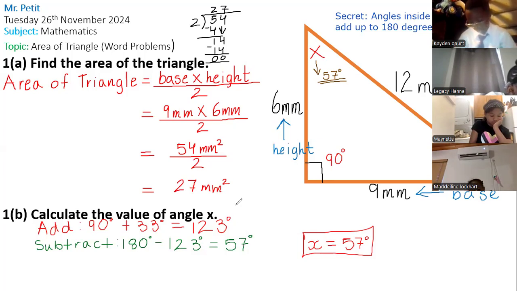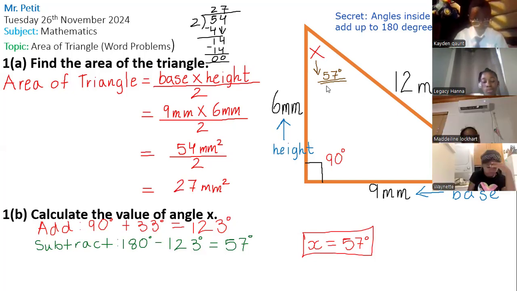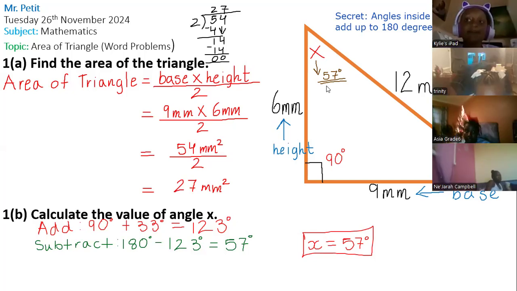All right, do we understand this? Let me know if you understand this. Yes. No, not really. Not really. Yes, sir. Kind of. Yes, sir. I understand it. Kind of. Yes, sir. Go ahead.